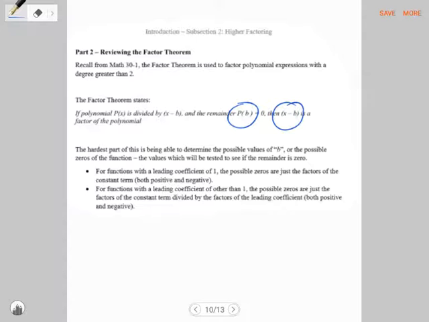Now, if the function has a leading coefficient of 1, then the possible zeros are just the factors of the constant term, both positive and negative. Remember, if the function has a leading coefficient other than 1, so like 2 or 5 or 500,273, then the possible zeros are the factors of the constant term divided by the factors of the leading coefficient. So let's try some examples and see how this all works.